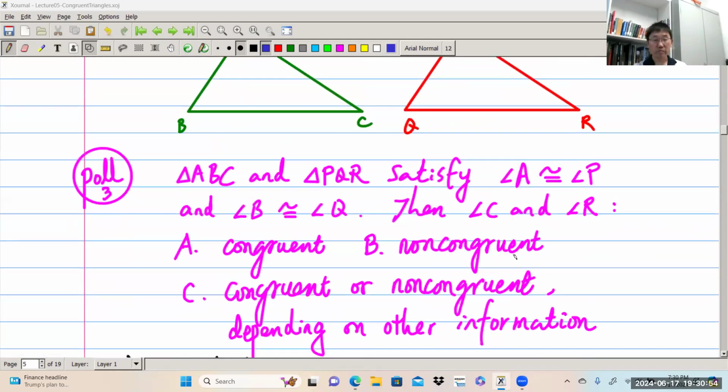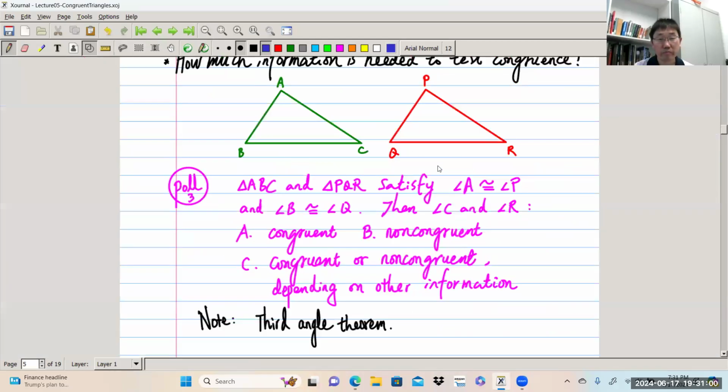So let's first of all answer this question here. Suppose triangle ABC and triangle PQR satisfy these two relations. Angle A is congruent to angle P. Let me mark the congruence on the diagram for you. And angle B is congruent to angle Q. Now, what can you say about angle C and angle R? And why? Are they congruent, or are they not congruent, or you cannot tell?